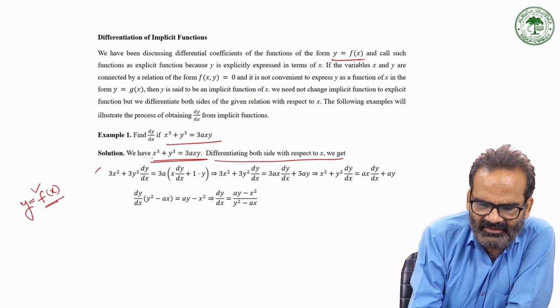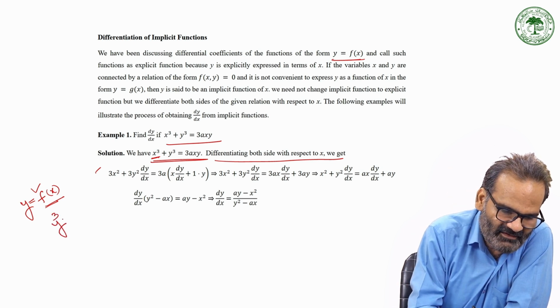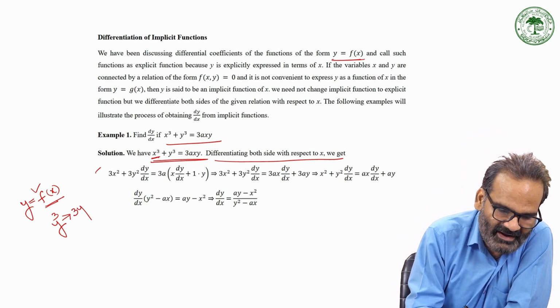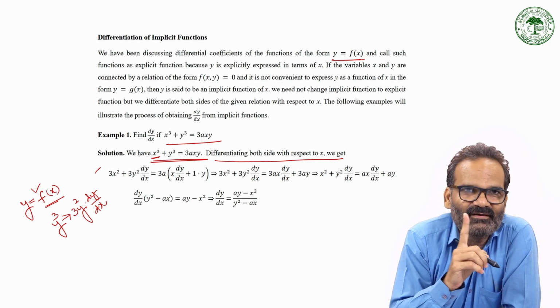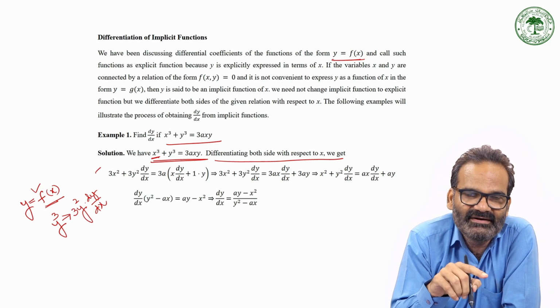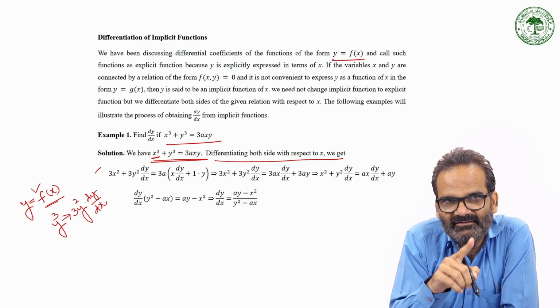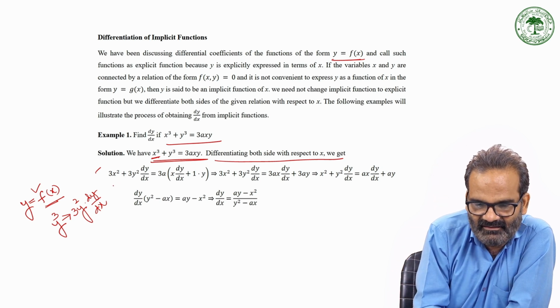You know, the derivative of x cube is 3x square. Now, what about the derivative of y cube? By the formula for x raised to power n, the derivative of y cube is 3y to the power 3 minus 1, that is 2, into the derivative of y with respect to x, which we write as dy over dx. The derivative of x with respect to x is 1, that is dx over dx, and if x is replaced by y, then the derivative of y with respect to x will be dy over dx, right? So this is our left hand side.